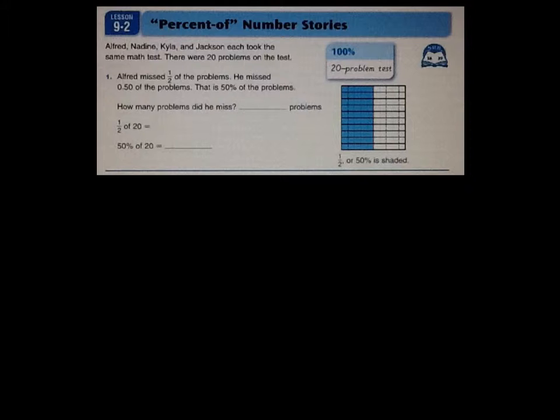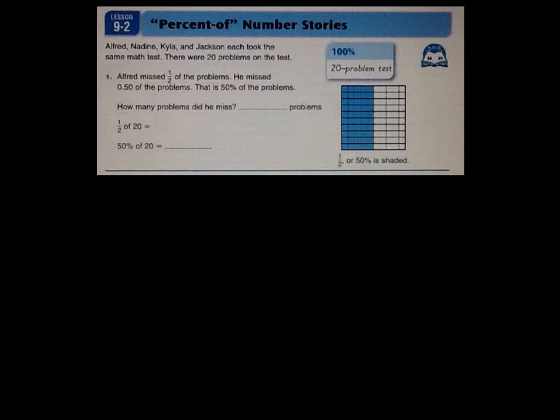Now we'll be turning to page 252 in our math journals. For today's math message, let's complete problem number 1. It says, Alfred, Nadine, Kyla, and Jackson each took the same math test. There were 20 problems on the test. And we can see in our 100% box, 100% is a 20 problem test. Number 1 says Alfred missed half of the problems. He missed 50 hundredths of the problems. That is 50% of the problems. How many problems did he miss? 1/2 of 20 equals blank. 50% of 20 equals blank. Go ahead and solve this on your own now.